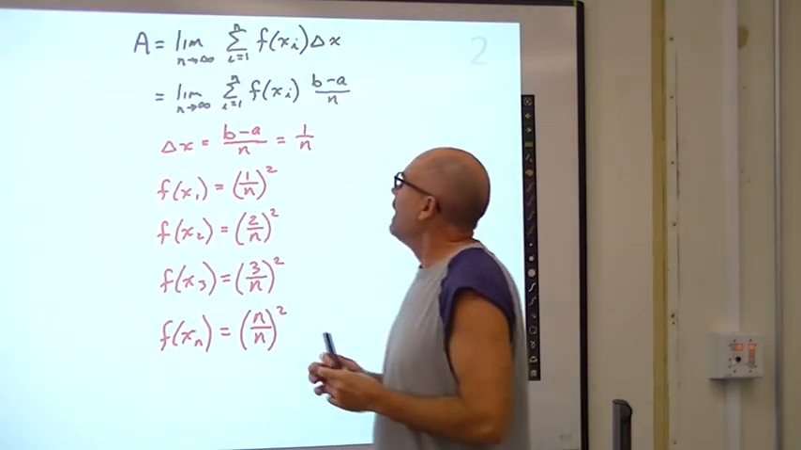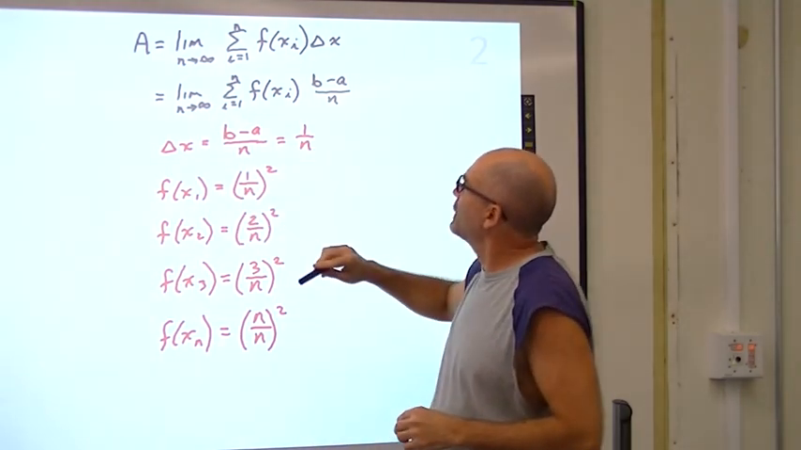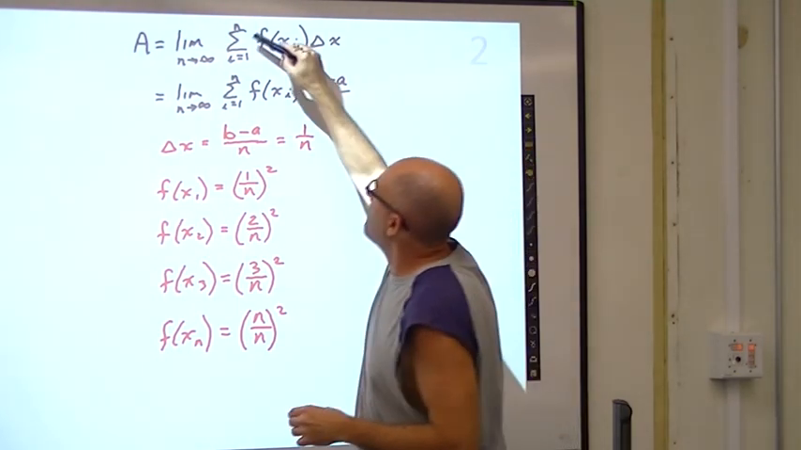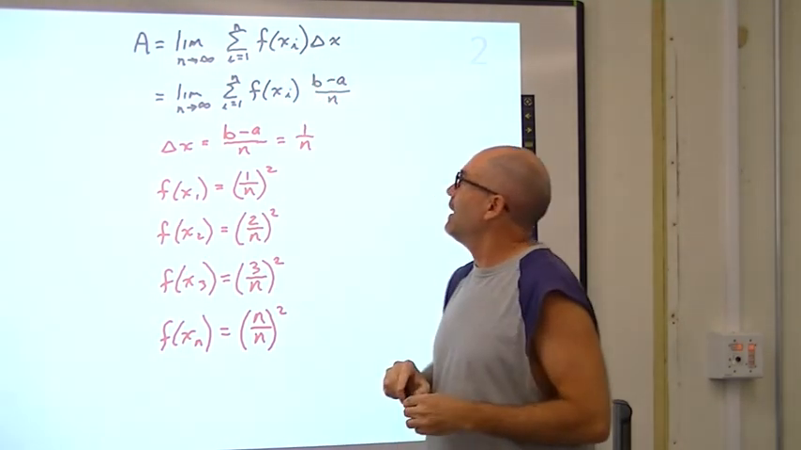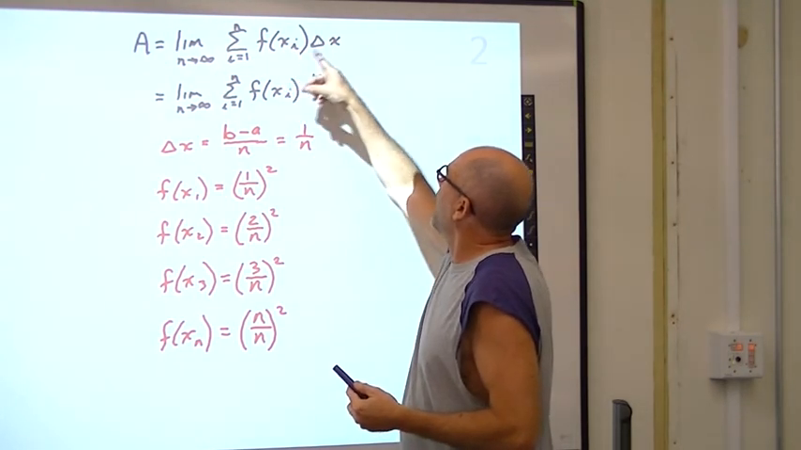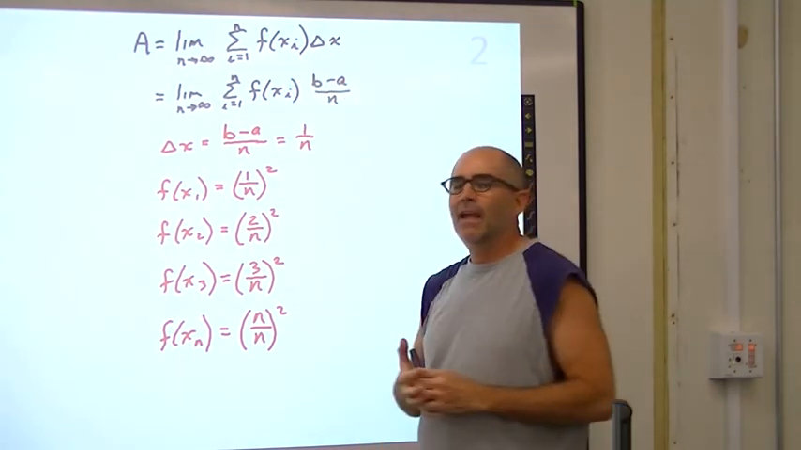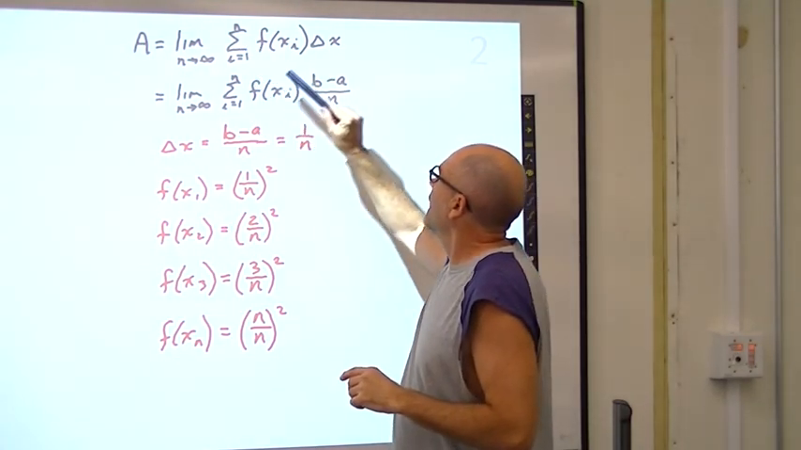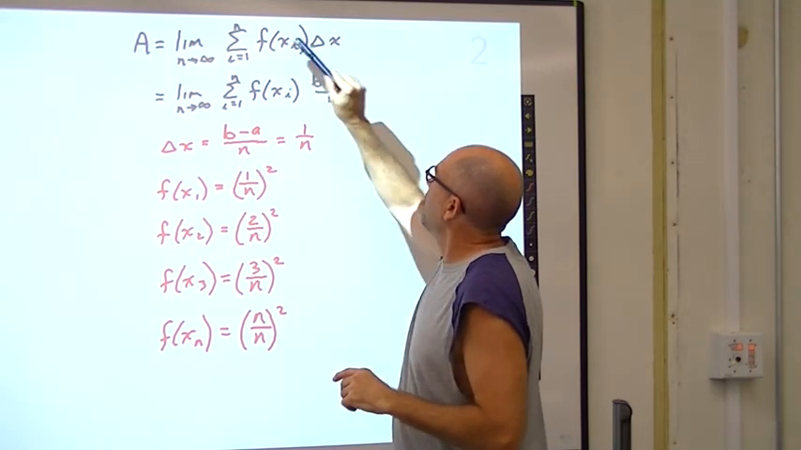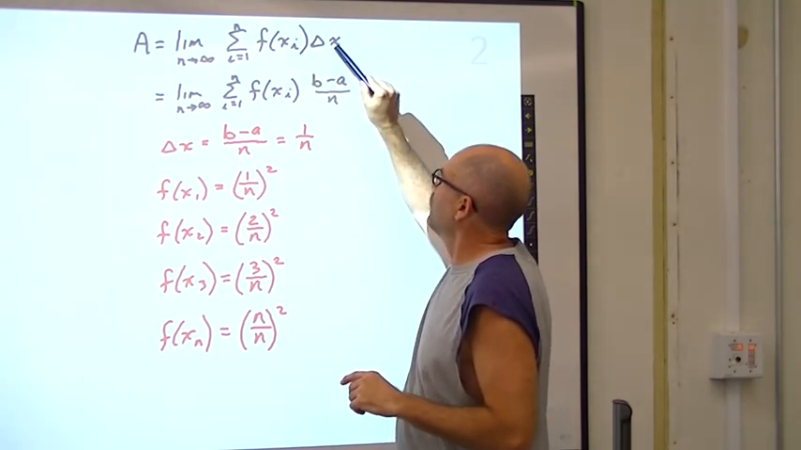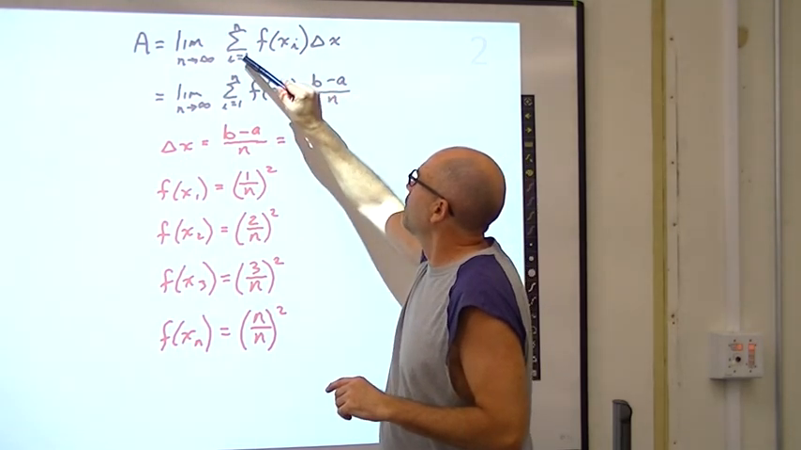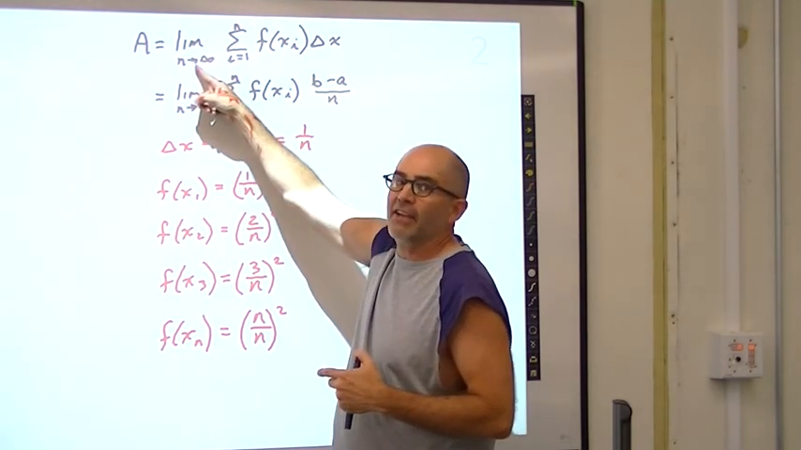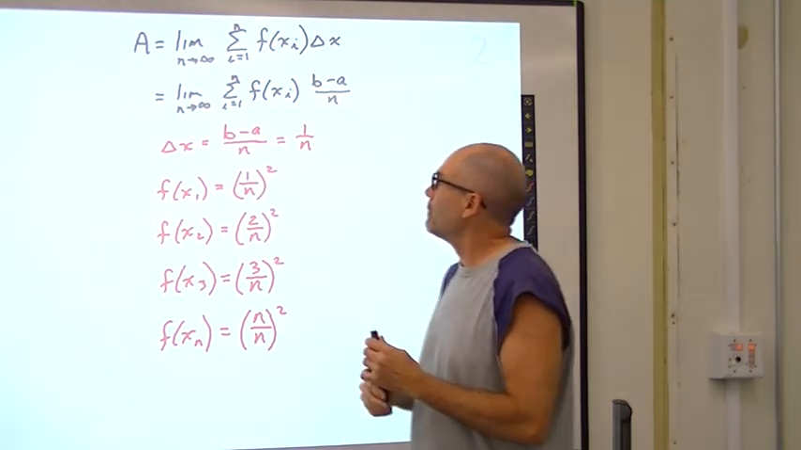Okay, the area under our curve is going to be the limit as n approaches infinity of the summation from i equals 1 to n of f of x sub i delta x. Now, what this means is I'm summing up infinitely many of these height times bases, because I'm counting them from i equals 1 to 2 to 3 to 4 to 5 to 6 all the way up to n. How many n's are we having? Infinitely many of them.